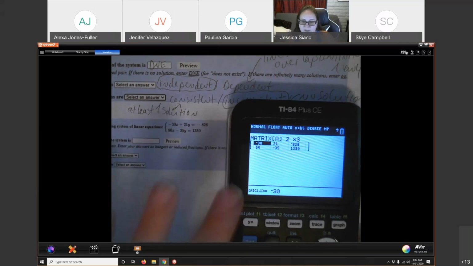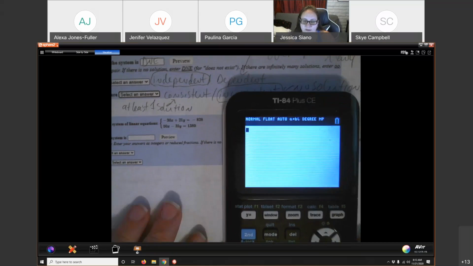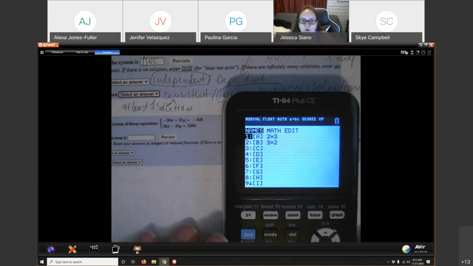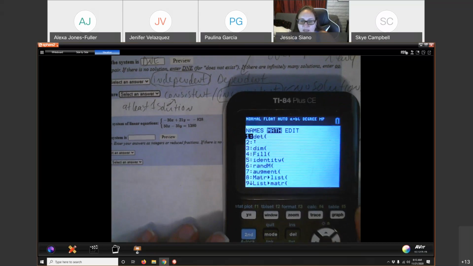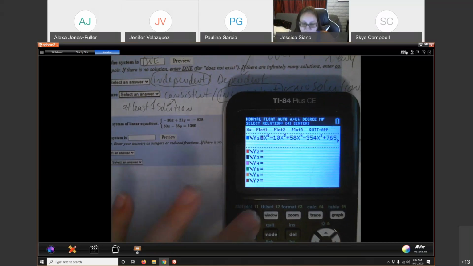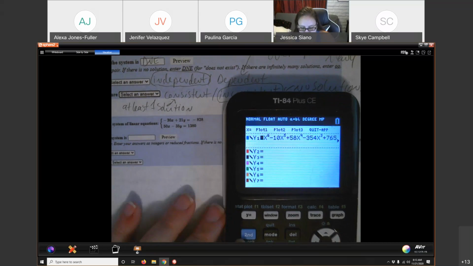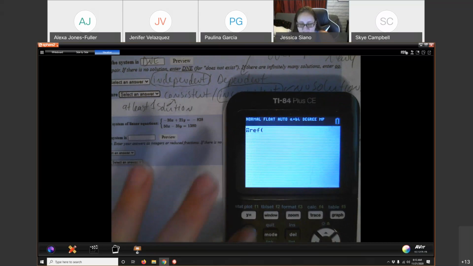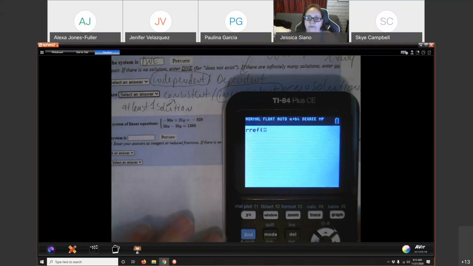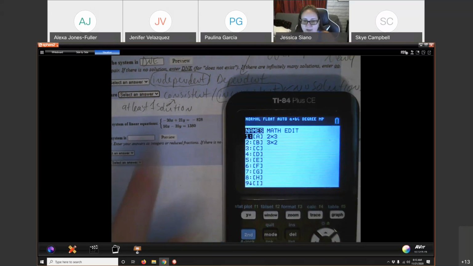And then you just quit, second and mode to quit. That saves it. Then go back to matrix, over to math, and you're going to scroll down until you see RREF, not REF, RREF. And then go back to matrix and choose matrix A, because A is where we just stored our matrix.